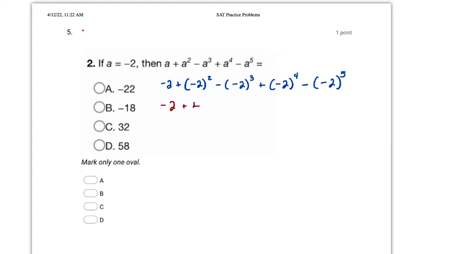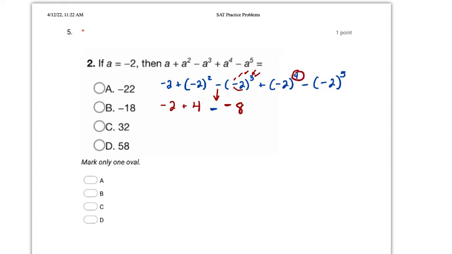-2 times -2 is 4. Then I bring down that negative. And -2 cubed, when you have a negative times a negative times a negative, that's what the 3 means, you're going to get a negative answer. And then 2 times 2 is 4 times 2 is 8. So that's a negative of a -8.